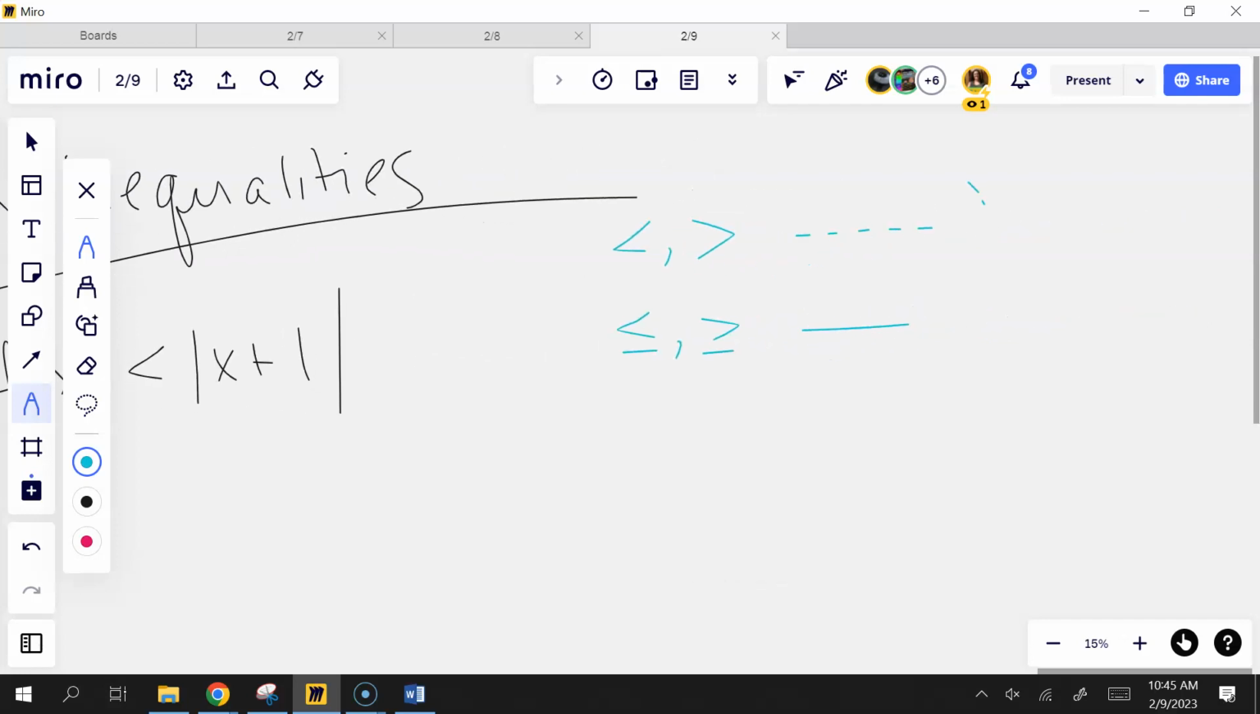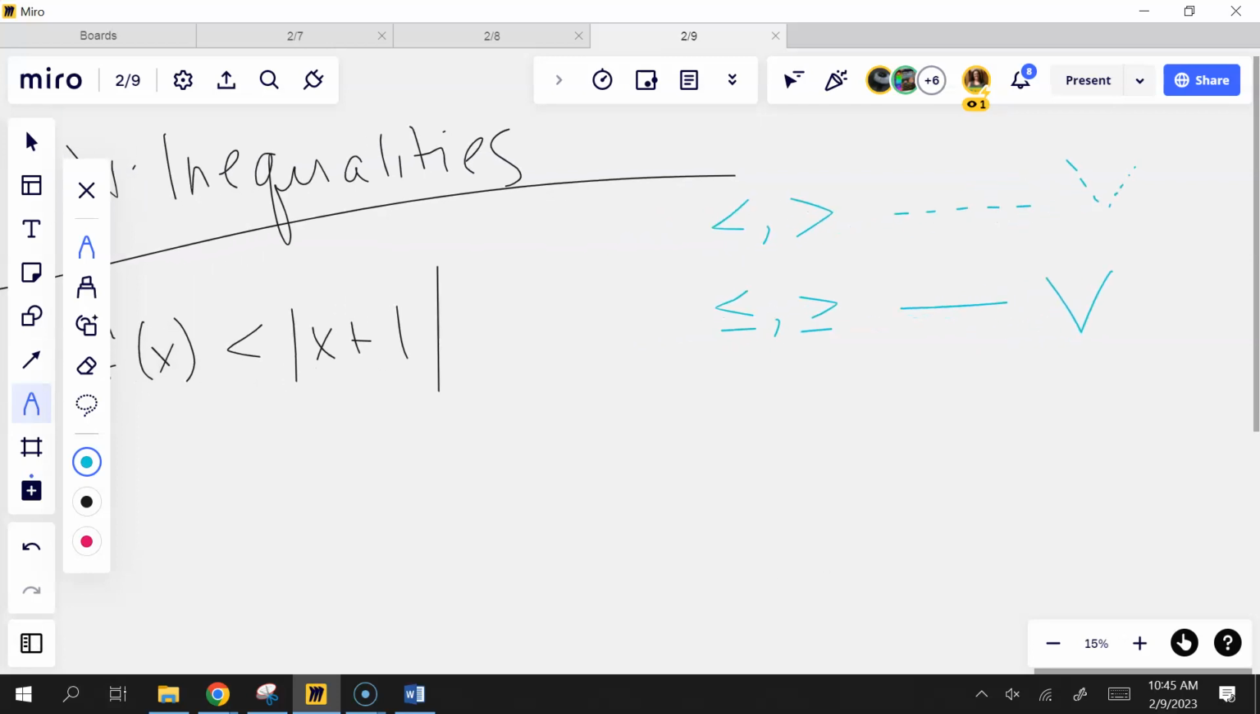Okay, so maybe it looks something like this, or just regular solid. If it's less than or equal to, we're going to shade down. And if it's greater than or equal to, we're going to shade up.